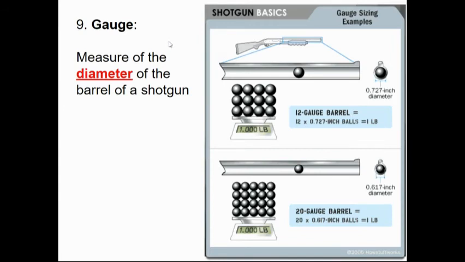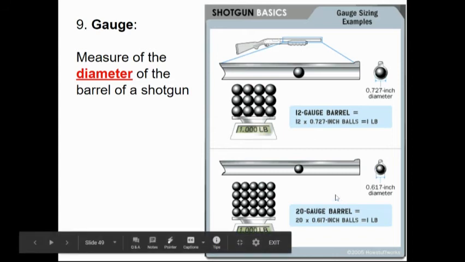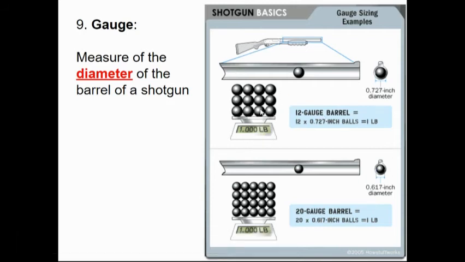The gauge is a measure of the diameter, typically for the barrel of a shotgun. So notice here that we have different sizes. Here's a 20 gauge barrel. What they're saying is it would take 20 of these to weigh 1 pound. Here is a 12 gauge. It would take 12 of these to weigh 1 pound. Okay, so this is gauging.